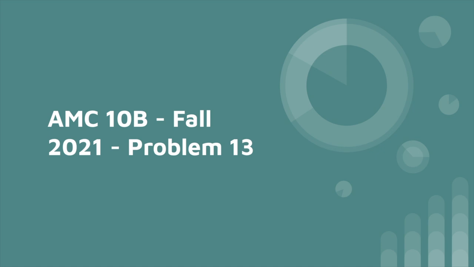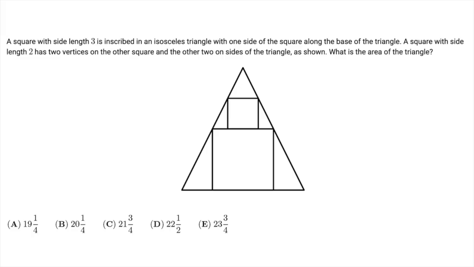Hello and welcome back. Today I'll be going over the AMC 2021 Fall 10B Question 13 problem, which is solved easily using triangle ratios. Let's look at our AMC problem. We're given this isosceles triangle with two squares inscribed in it down the center axis with side lengths of 2 and 3, and we need to find the area of this triangle.